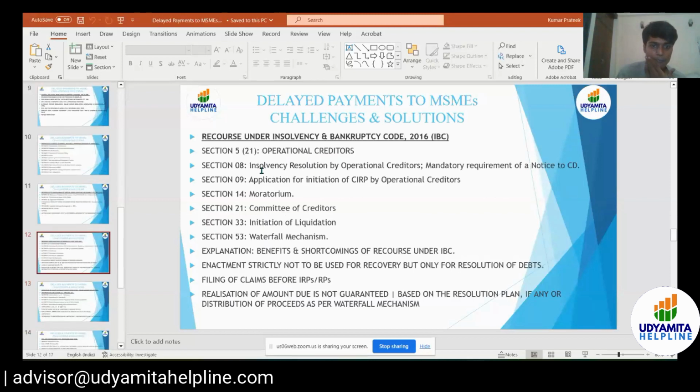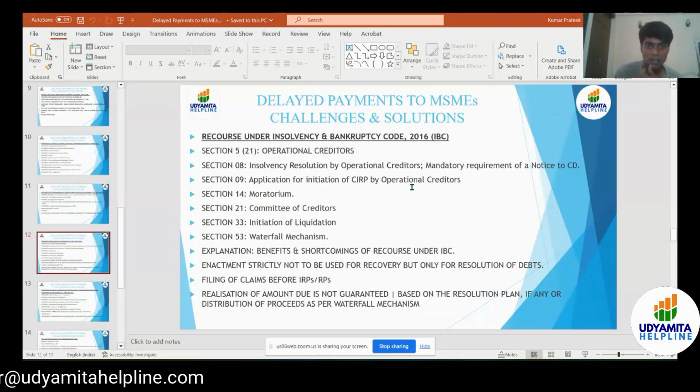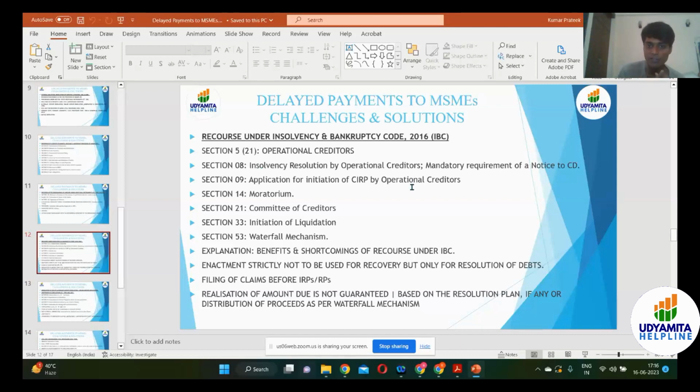Moving ahead, recourse under the Insolvency and Bankruptcy Code, 2016. Section 5 clause 21 defines operational creditors, and the creditors who would be under the purview of the MSMED Act would always be operational creditors, right? Because you are a service provider, or you are supplying goods to the other party, or you're a trader, right?